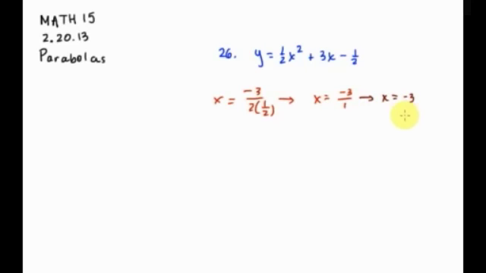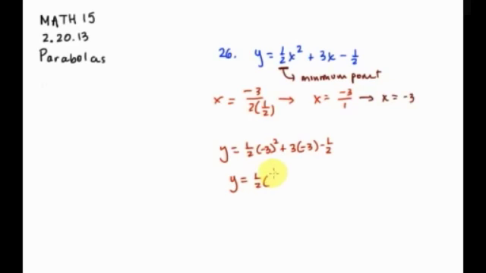Okay, so if this is the axis of symmetry, and our A term is positive, it's going to have a minimum point. Our vertex is going to be a minimum point. So now all we have to do is substitute negative 3 into this equation to find the actual vertex. Negative 3 squared plus 3 times negative 3 minus 1/2. Y equals 1/2 times 9 over 1 minus 9 minus 1/2.